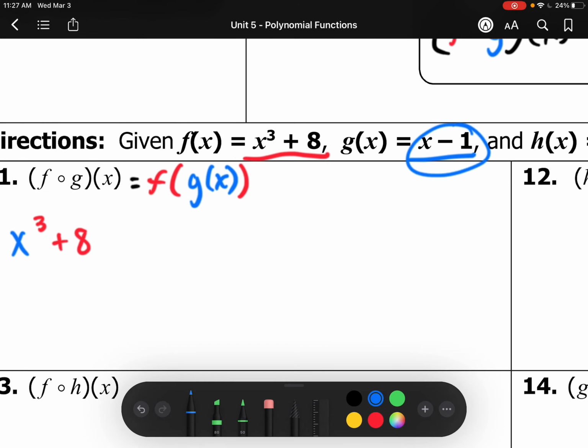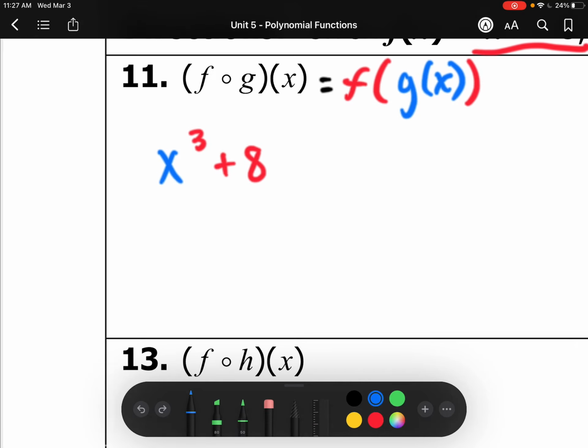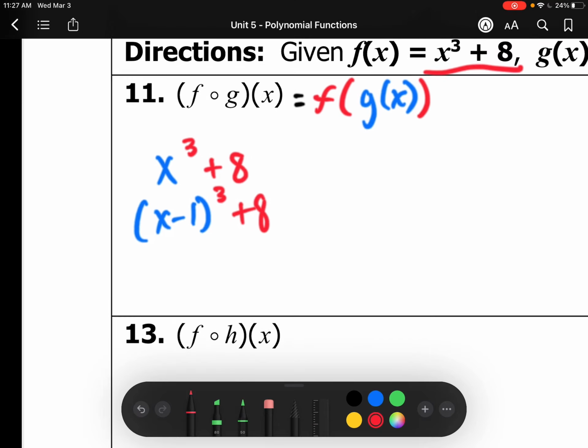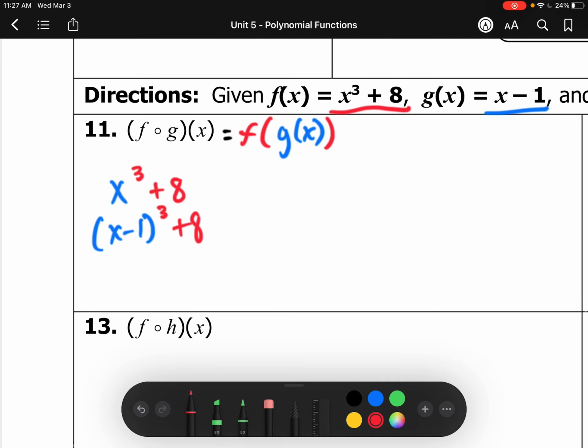Function g of x is x minus 1. So this x is now going to be x minus 1. So this becomes x minus 1 cubed plus 8. So this is how you write f of g of x with the functions that we were given. So I hope this makes sense.